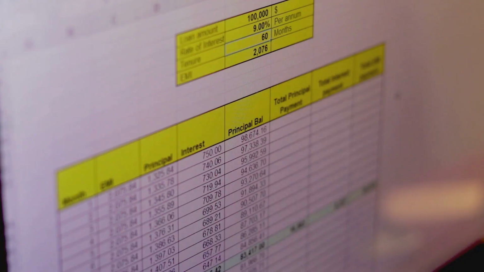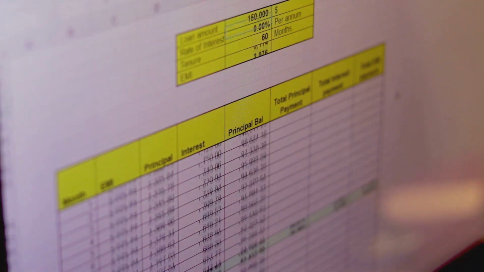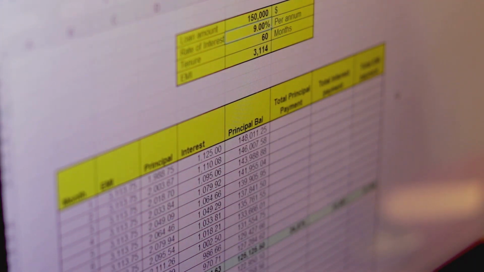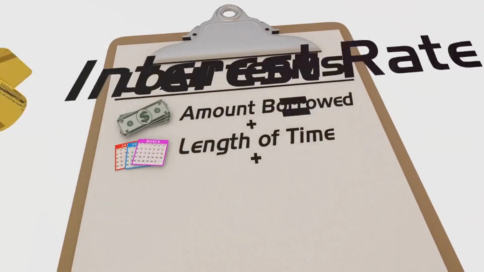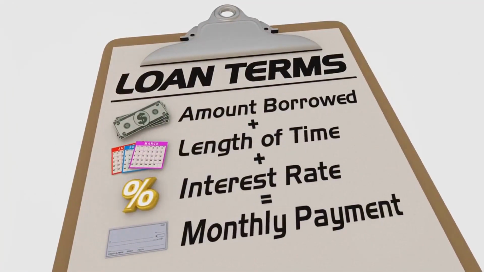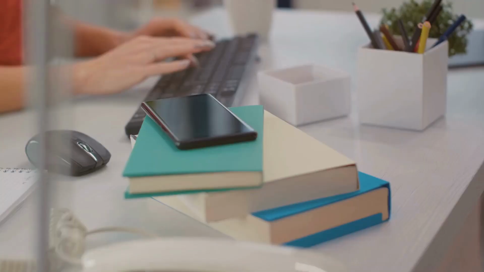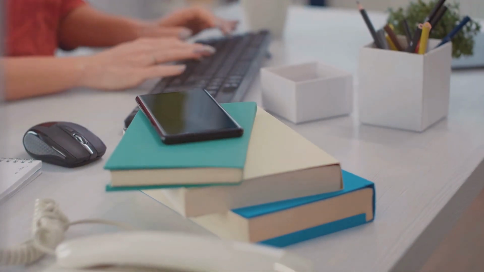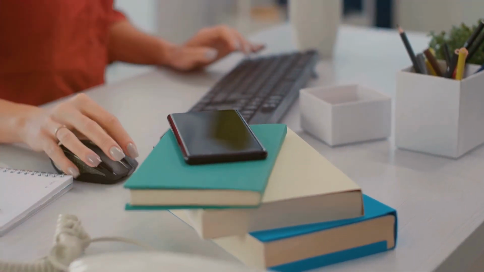Next, we have the financial, logical, and lookup and reference categories. Financial functions are your go-to for financial calculations like loan payments, depreciation, and interest rates. Logical functions let you make decisions based on certain conditions, and lookup and reference functions help you find specific data in your worksheet. We also have text functions that allow you to manipulate text strings in various ways.